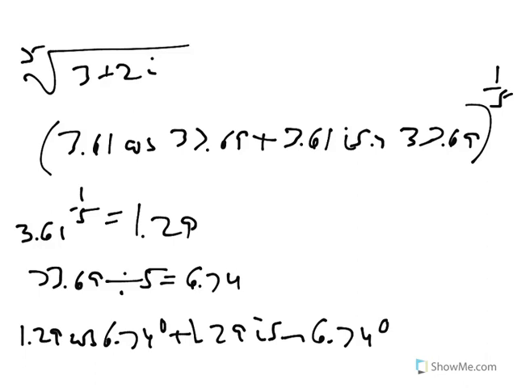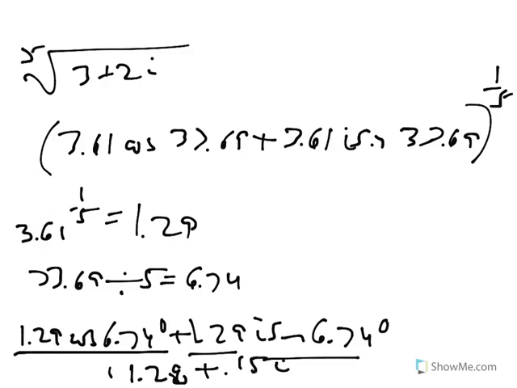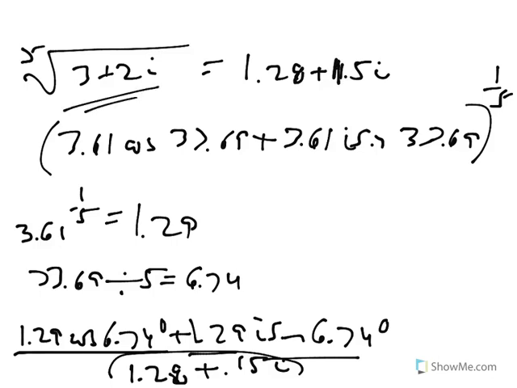which I can then pop into the calculator, just 1.29 times cosine 6.74, and I get 1.28. On the other hand, this 1.29 times sine 6.74 degrees is about 0.15. So the answer to this question is about 1.28 plus 0.15i. So we did a lot to find the fifth root of a complex number.